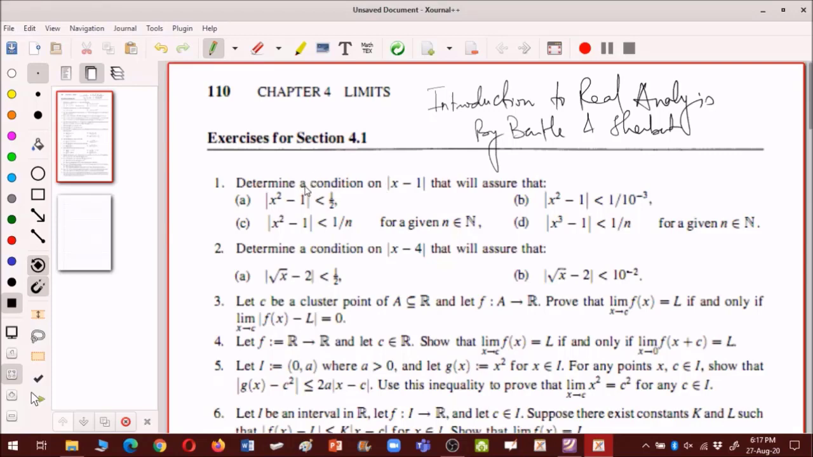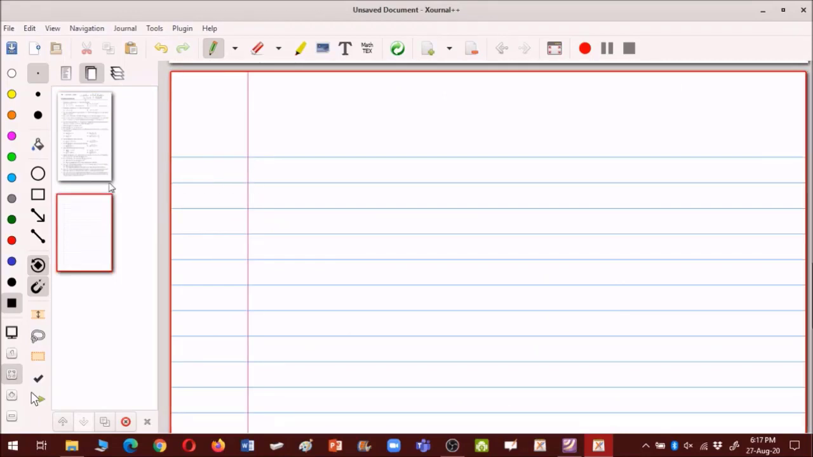In the first question, we are asked to determine a condition on |x - 1| that will assure that |x² - 1| is less than 1/2 or |x² - 1| is less than 1/10^(-3). Then in the C part, we are given that |x² - 1| should be less than 1/n, and in the fourth part, we are given that |x³ - 1| should be less than 1/n. So we have to find some condition on |x - 1| such that these hold. So for that, what we will do, we will express.